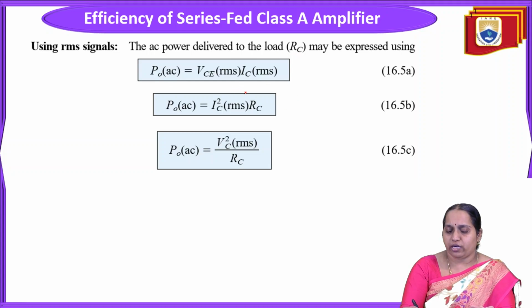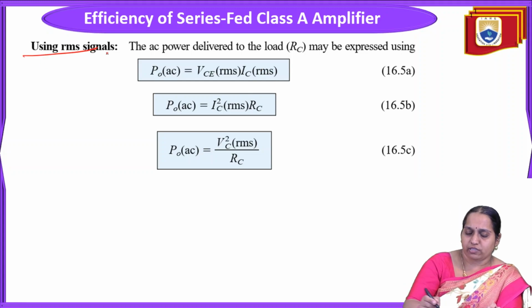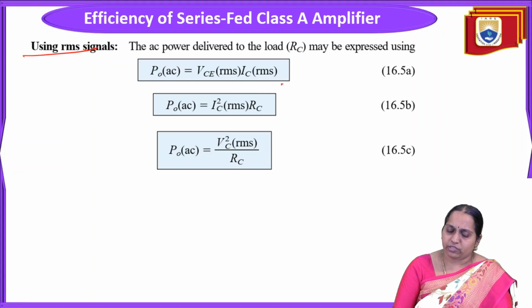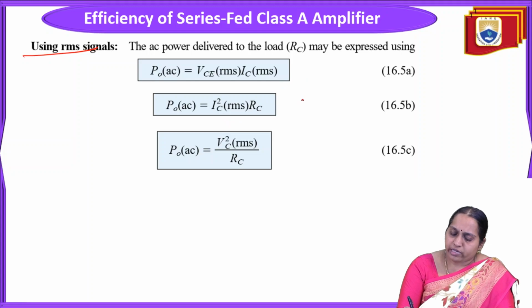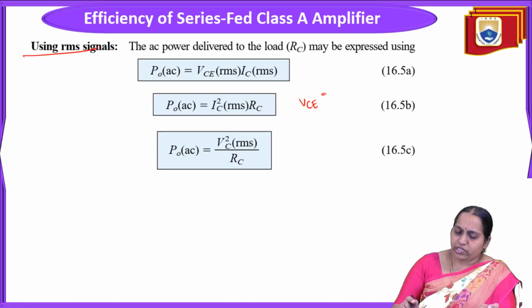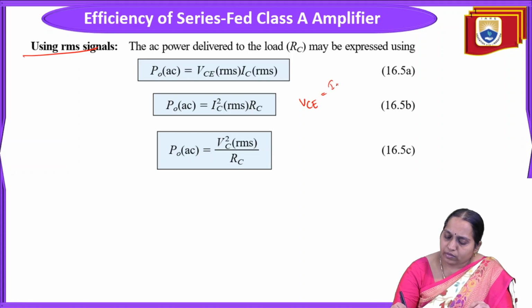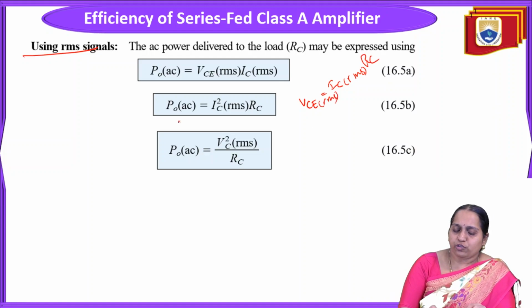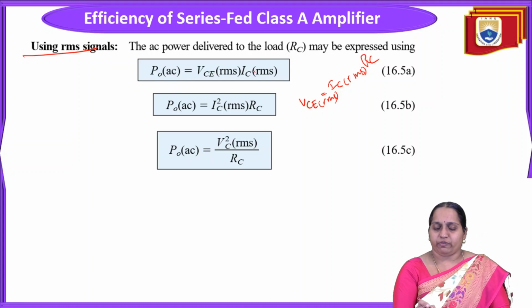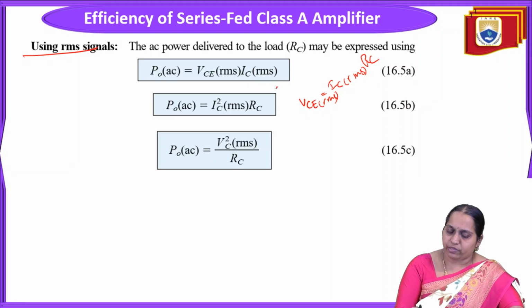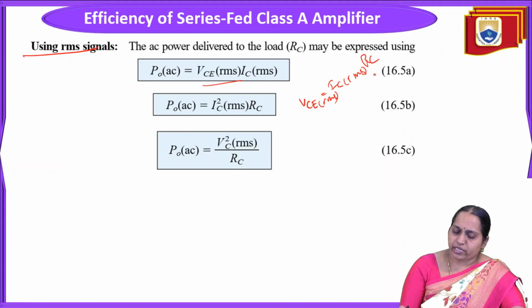P naught AC equal to VCE RMS into IC RMS. This is using RMS signals. VCE RMS can be written as IC RMS into RC. So replacing this VCE RMS by IC RMS into RC, what do you get? IC square RMS into RC. So P naught AC can be written as IC square RMS into RC.